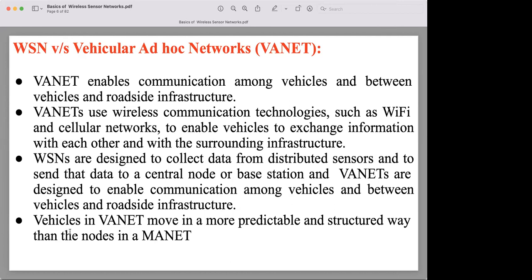Yes, it is true that the vehicles in the vehicular ad hoc network move in a more predictable and structured way than the nodes in the MANET. That is a very interesting difference between mobile ad hoc network and vehicular ad hoc network. In mobile ad hoc networks, nodes are free to move here and there, but in vehicular ad hoc networks they follow some pattern of mobility. For example, if we use public transport and travel from a source A to a destination D, that means your shortest path is already predefined. So in that case, they have a structured way of moving. This is the main difference between vehicular ad hoc network and mobile ad hoc network.